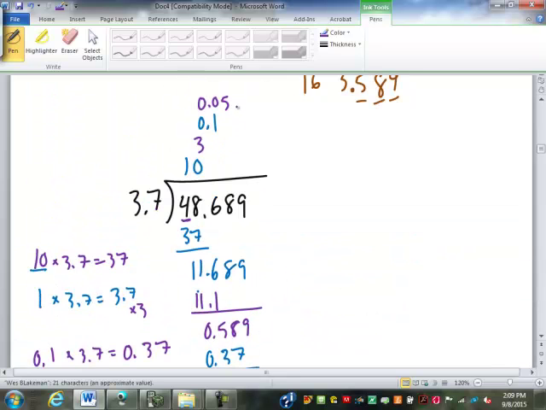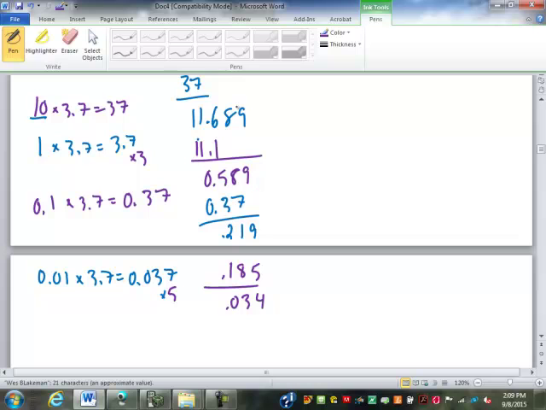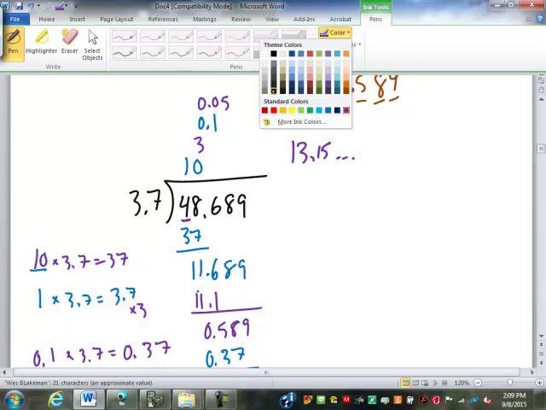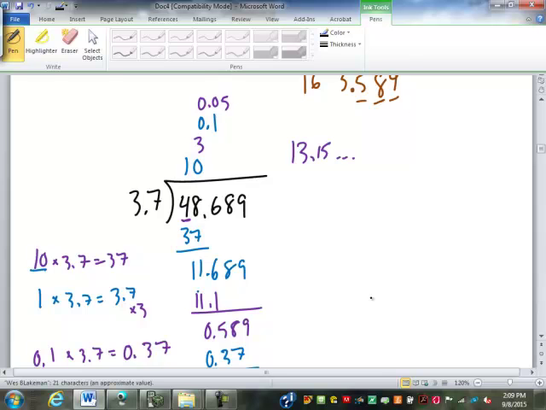Get the picture? Yeah, it's really long and tedious, yes, but very straightforward. Just exactly like what I showed you with the whole numbers way back when. Of course, you bring that all together, that's 13.15, and you're going to keep going. So let's look at how we were taught to do this.